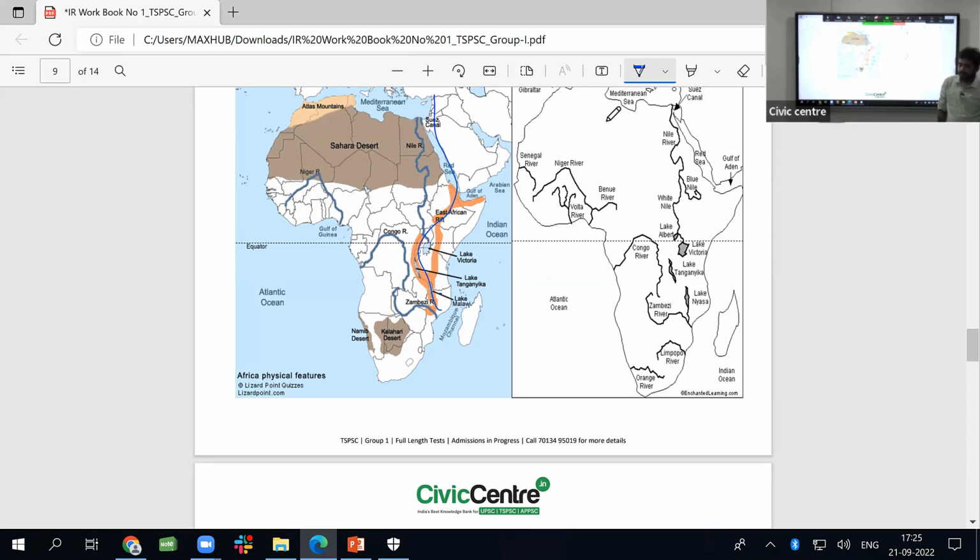Three or four. Niger, Nigeria, Chad, and Cameroon. So Victoria Lake shares border with three nations, whereas Chad shares with four nations.